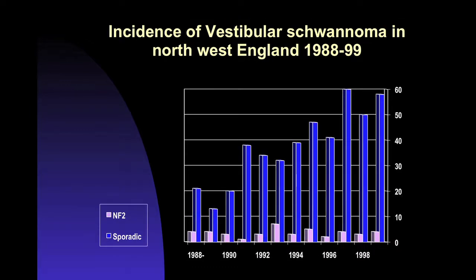And in terms of that, you can see here that there's no real difference in the incidence year by year in NF2, but they're getting more and more commonly found in the general population because of MRI. And the older people are having MRI scans and they're picking up tumors that may never have caused them any problems.